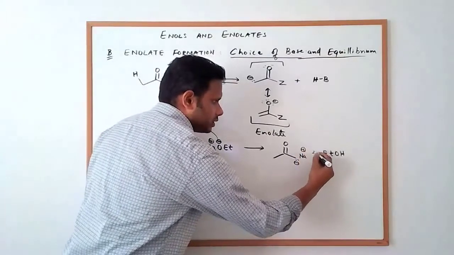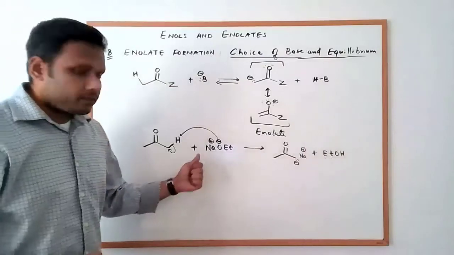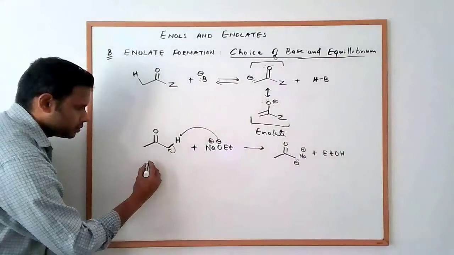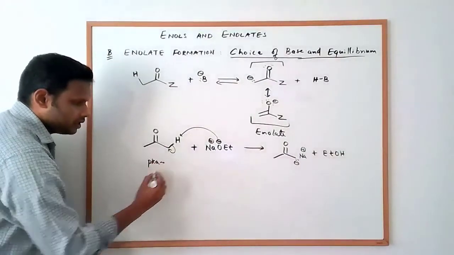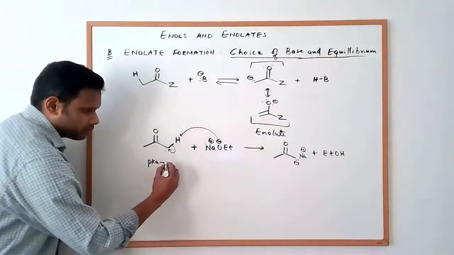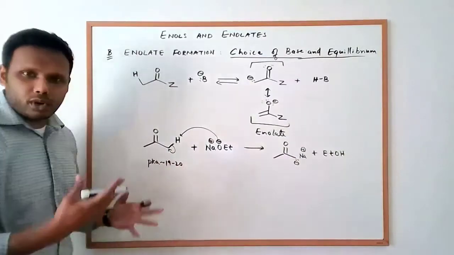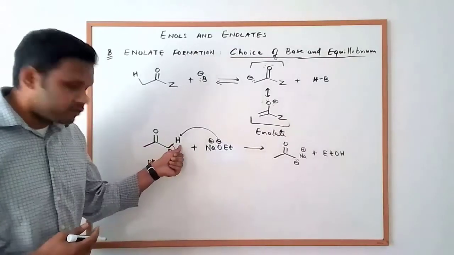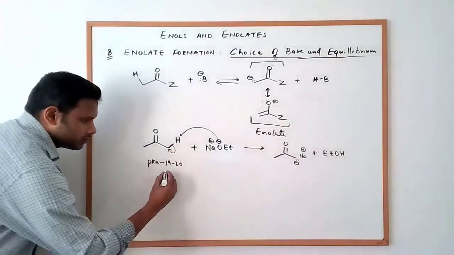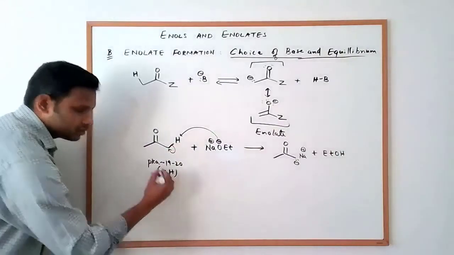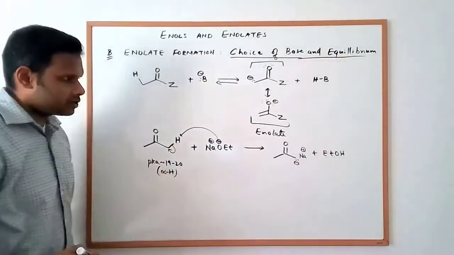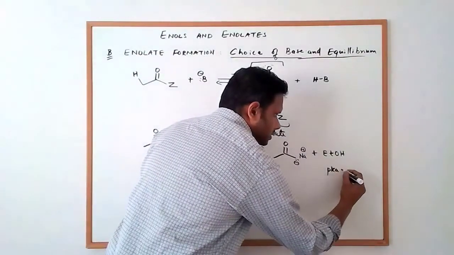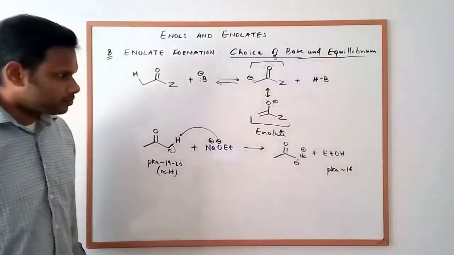So the sodium ion is here. So we get this. Now, the pKa of most simple ketones and carbonyl compounds, I would say, is somewhere in the range of about 19 to 20, approximate numbers. That is the pKa of this alpha hydrogen, specifically the alpha hydrogen. The pKa for ethanol is around 16.